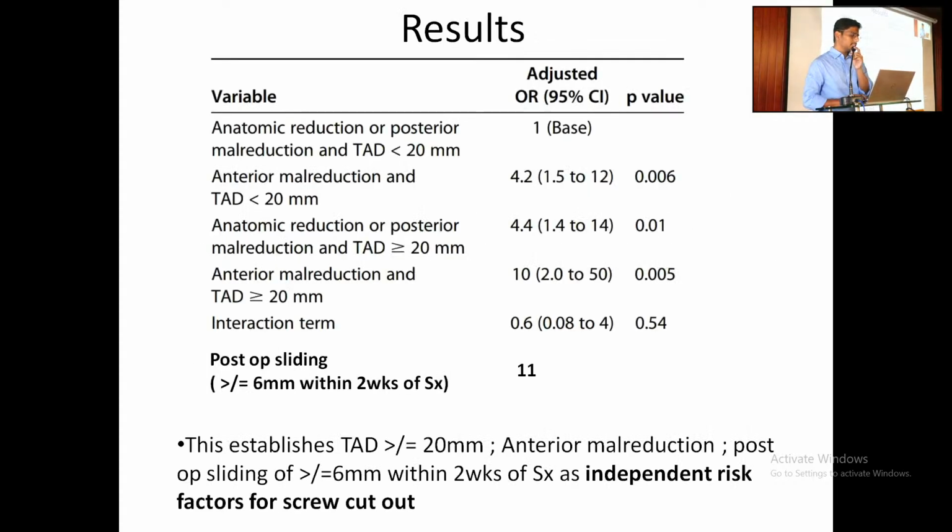Coming to results, in patients with anatomic reduction or posterior malreduction and with TAD less than 20 mm, they have taken the odds ratio as 1 as the base. Patients with anterior malreduction with lesser TAD are shown to have an odds ratio of 4.2. We know that an odds ratio greater than 1 is a positive association. So it shows anterior malreduction is associated with the lag screw cutout.